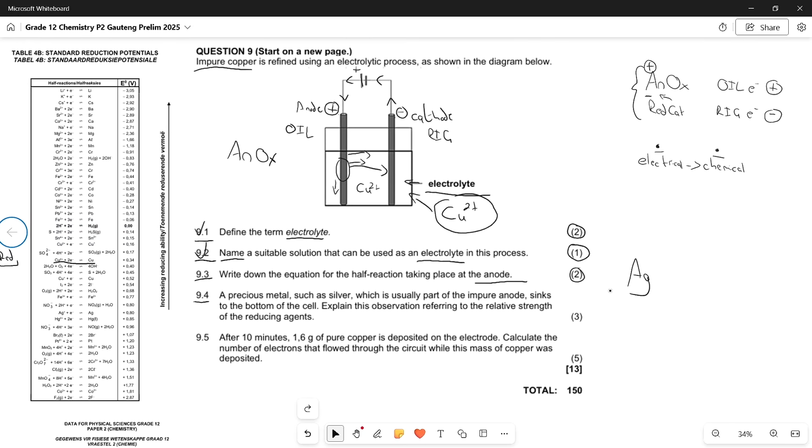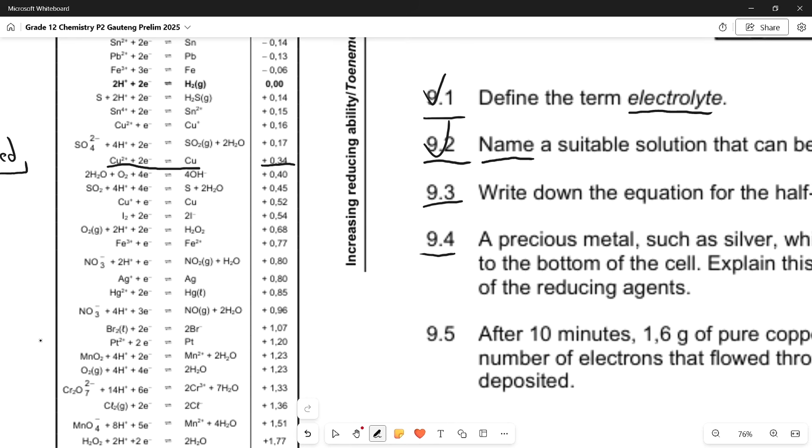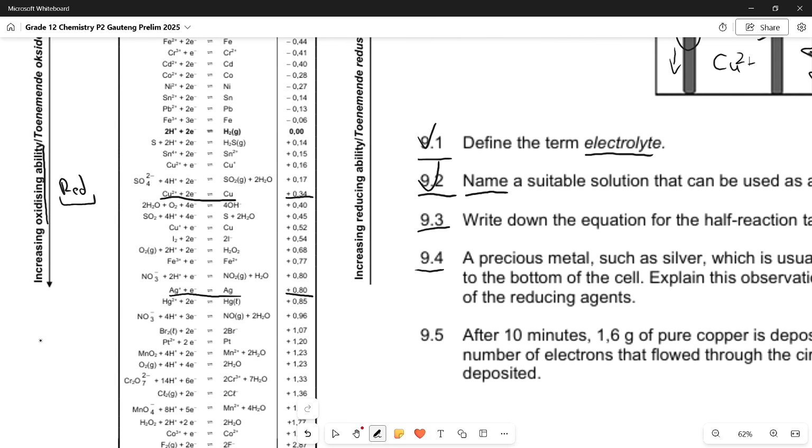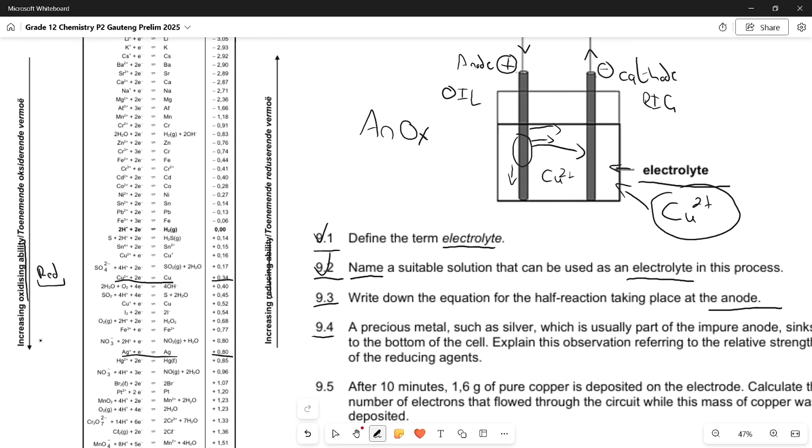So if we go ahead and look here and compare our copper to our silver, we can see that copper over here is 0.34 and we have our silver over here as 0.80. As we move down table 4B, we have increasing oxidizing ability, which means it is more likely to reduce. But if we're moving up, it has an increased reducing ability, or is more likely to oxidize. What we're looking at is the fact that the Ag is dropping down from our anode, and therefore it is not oxidizing. Our Cu is oxidizing because it is higher up the table with a lower electrode voltage, and therefore it is more likely to undergo oxidation.